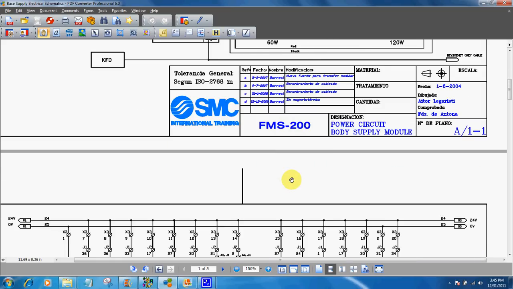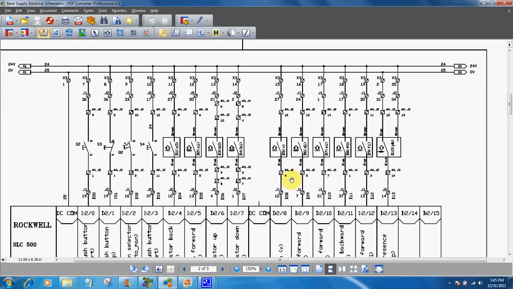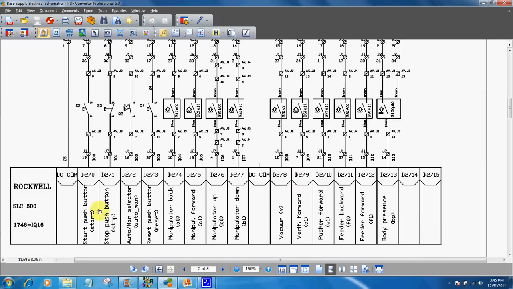So moving on, we're going to come across our next page, which is our input page. If we see here, Slick 500, DC Common, all of these are inputs, I:20, 2:1, 2:2, 2:3, 2:4, etc. And here is the actual descriptions of each one of those inputs.